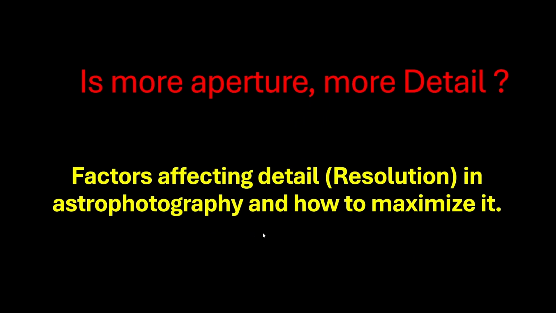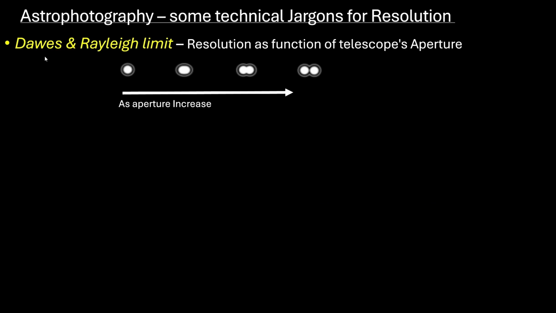So first, let's go through a few key parameters which will help in defining resolution or detail. Now I promise I will not bore you by bringing in complicated formulas or equations, but we will just try to understand how it affects resolution and what parameters of our equipment control it. So first is Dawes limit and Rayleigh limit. These parameters define resolution as a function of the telescope's aperture only. As you see in the graphic, as aperture increases, so does resolution or resolving power of the telescope.